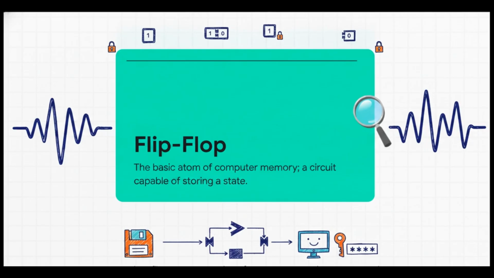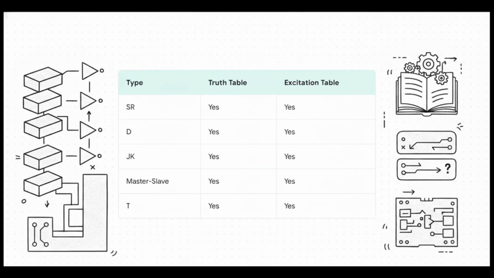Unlike our combinational circuits that forget everything the moment the input changes, a flip-flop is a synchronous sequential circuit capable of actually storing a state, a 1 or a 0, over time. It locks that memory in place until a specific clock pulse tells it to change. This one simple ability to hold a state is what allows a computer to run software, save your files, or remember your password. Now, this builds into a pretty complex memory architecture.